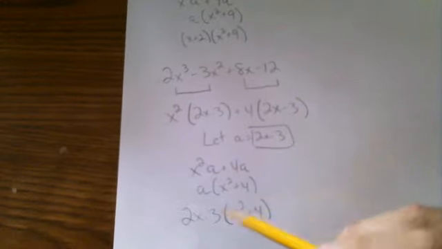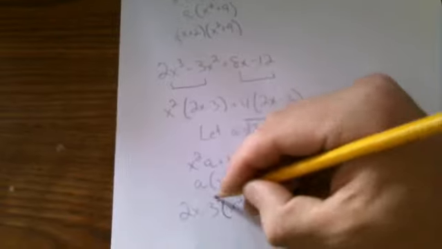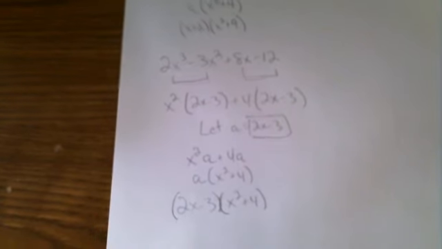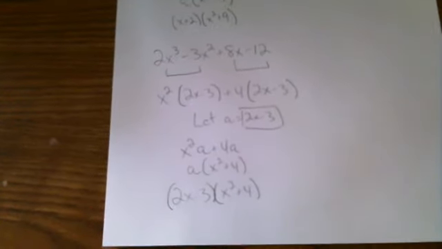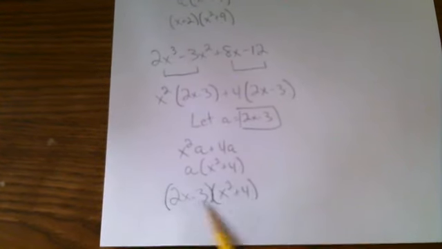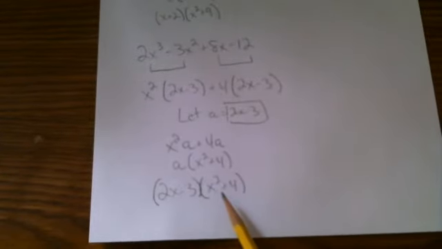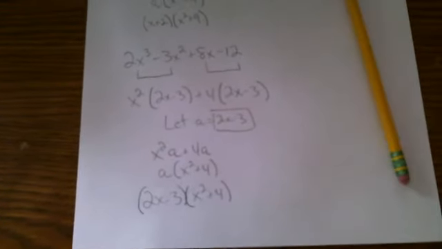Common error here. Don't forget to keep this term in parentheses because this is saying negative 3 times that. We want to say all of it times x squared plus 4. And this is factored completely because there's no GCF of 2x minus 3. There's no GCF of x squared plus 4. And x squared plus 4 is not the difference of two squares. And that's factoring by grouping.